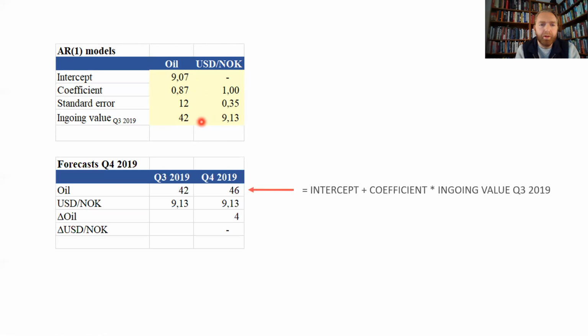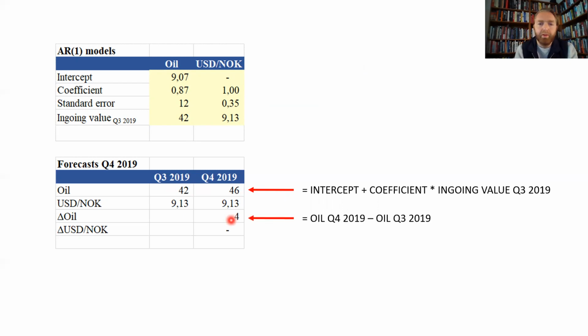So we set the model up. Here we have the forecast for the oil price, which is then just an implementation of the AR1 model. It takes the intercept, and to that it adds the coefficient times the ingoing value in Q3. So this is the starting value, or previous quarter's value, which is linked up to the forecast here. So that's very simple. That generates the forecast of 46. And we can compute the change in the oil price as a difference between these two cells, right? So it's a full increase in the oil price in between these two quotes.